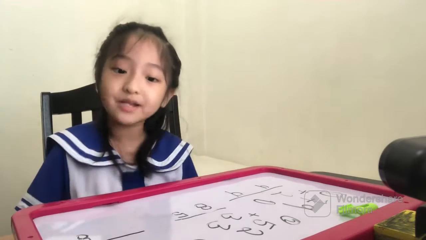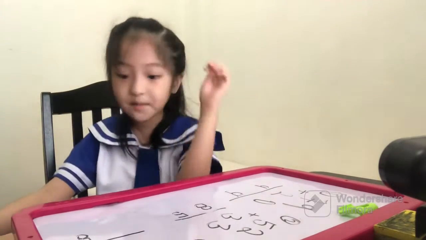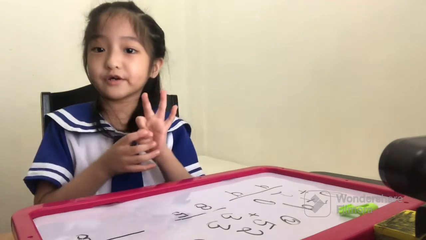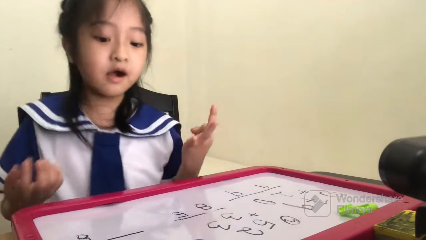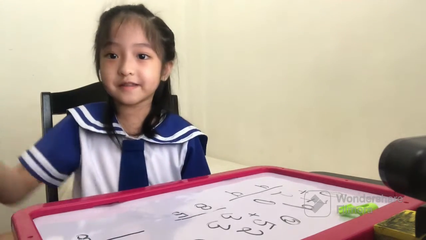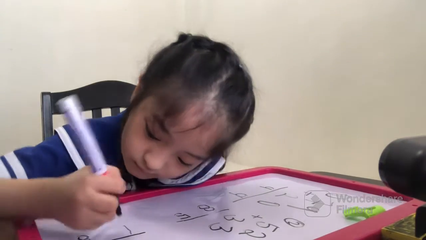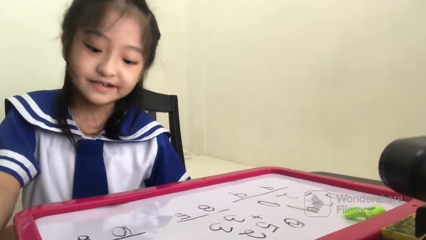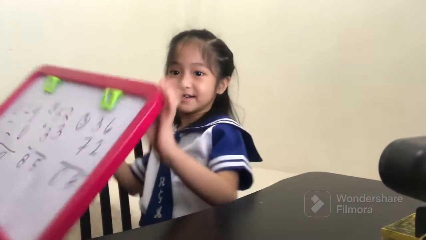Next, we go to the bigger number, the tens. First, we find the smallest number. The smallest number is 3. Hold your finger to be 3, like mine. And then let's continue counting. 7, 8, 9, 10. So the answer is 10 tens and 8 ones. So your answer is 108. Good job.